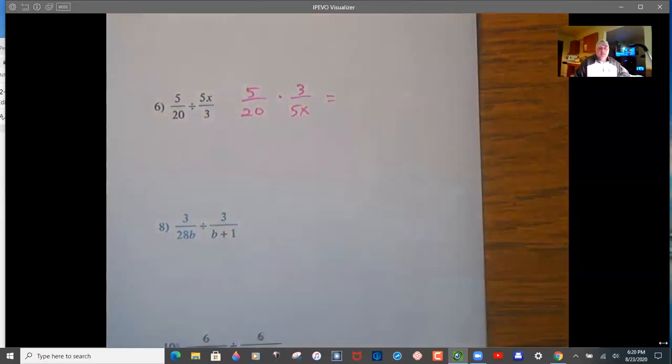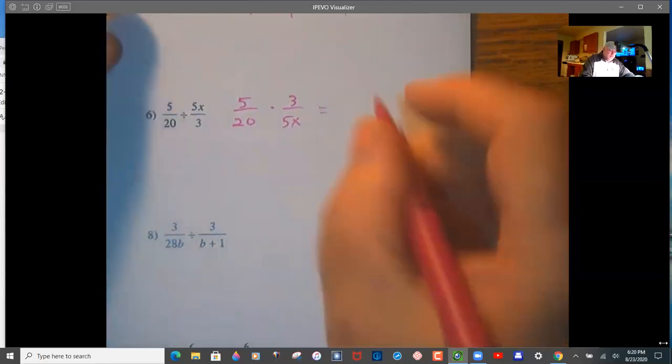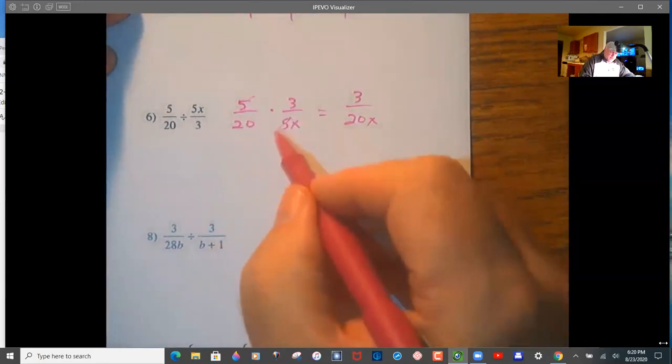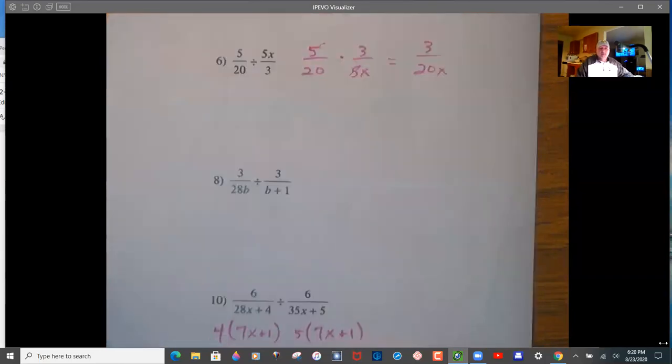Okay, so flip and multiply again, and then it is 3 over 20x. You should be able to see that without any calculator, that the 5s will drop there. Same way up here, you can just do the canceling like that.